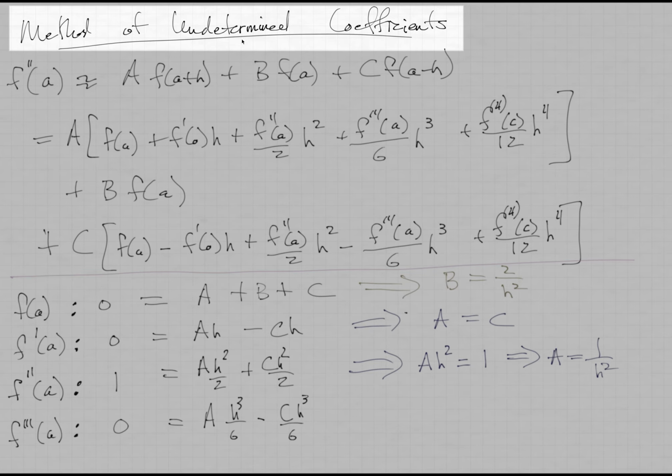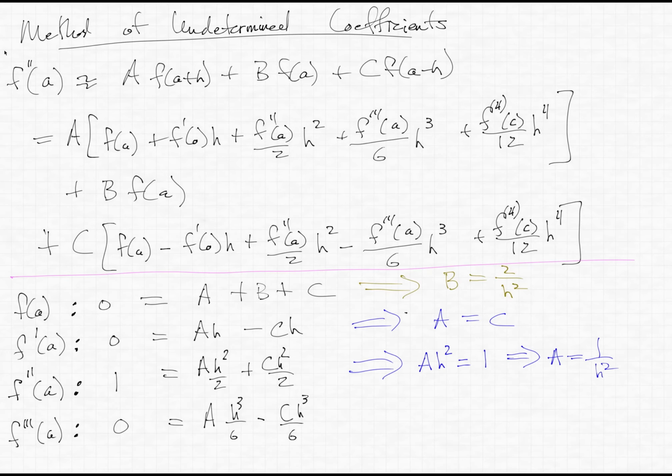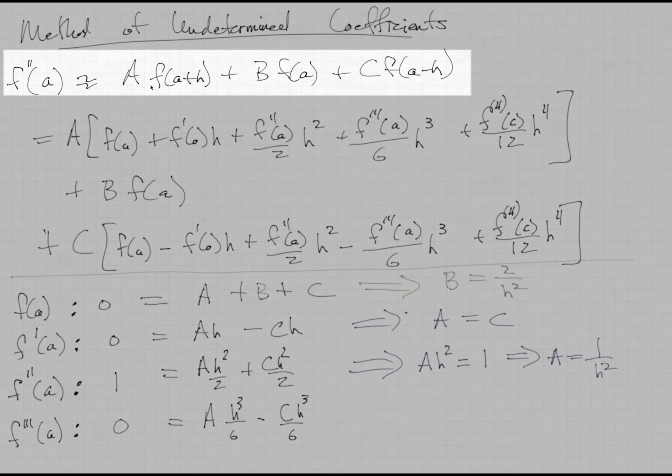It's called the method of undetermined coefficients. So the way it works is you assume that you're going to get a formula for some quantity you're trying to estimate, and your formula is going to be just a linear combination of some sample values that you're going to take, right?